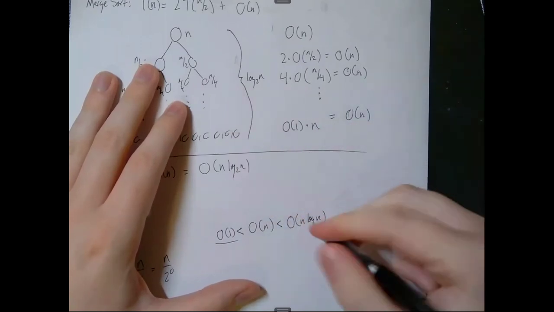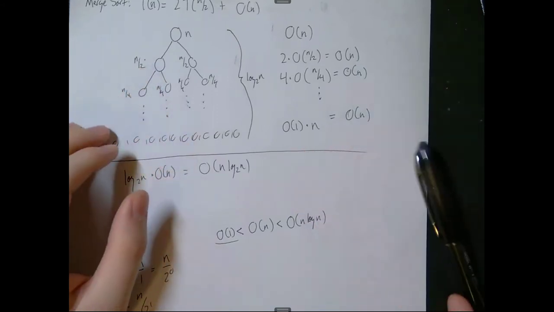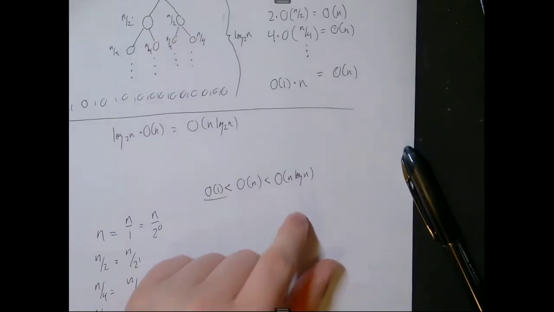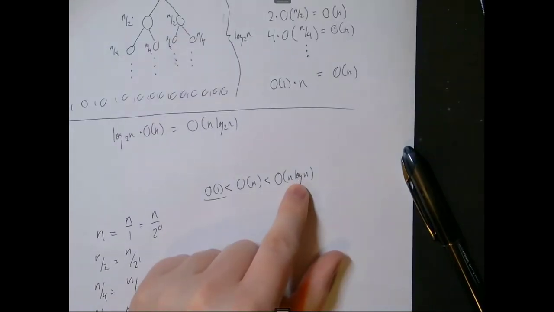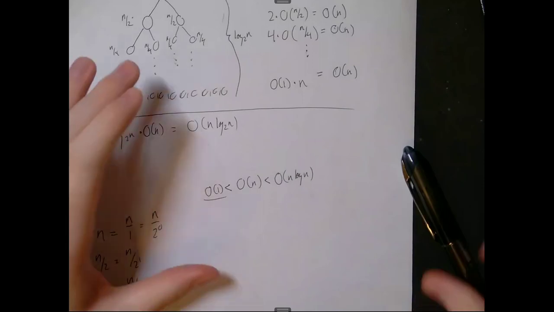I'm going to leave this as O of n log n, rather than saying log base 2 of n, log base 10 of n, natural log of n, etc. Really, it doesn't matter what base we use here. The proof of this basically comes down to the change of base formula. I'm happy to show this in class if any of you want, but given that I don't have a ton of time, I can't really show this right now.